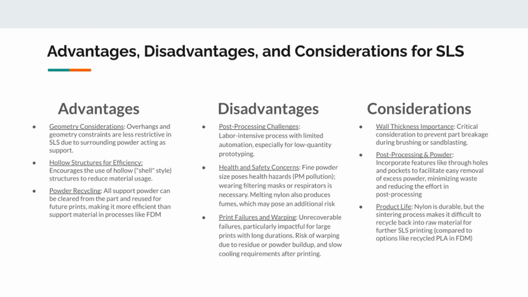There's also some considerations to make when using this process, like wall thickness importance. It's a critical consideration to prevent the part from breaking during brushing or sandblasting. You also need to consider post-processing and powder. You need to incorporate features like through holes and pockets to facilitate easy removal of excess powder, minimizing waste. If you don't do this, it could cause other various disadvantages. You also need to consider product life, because nylon is durable.